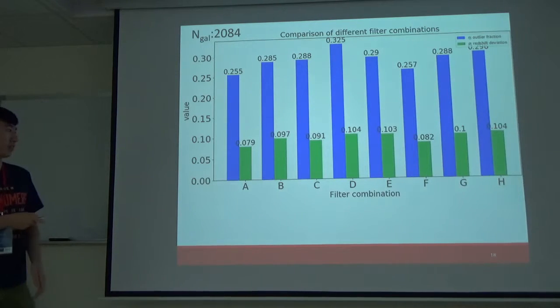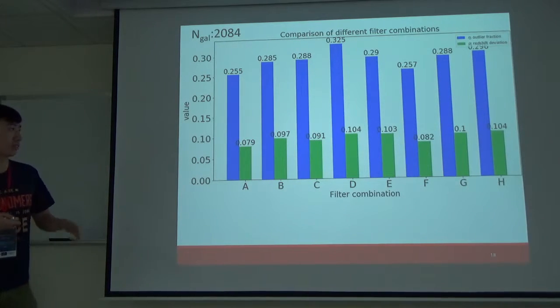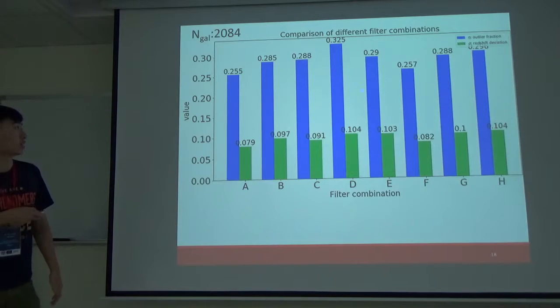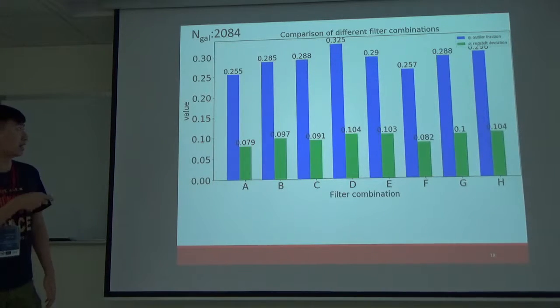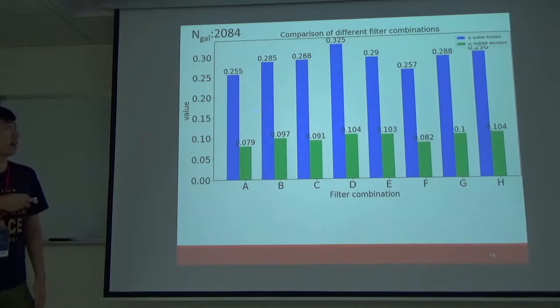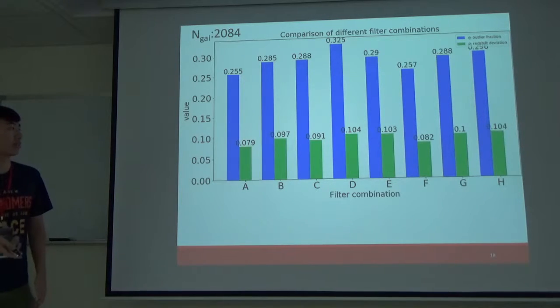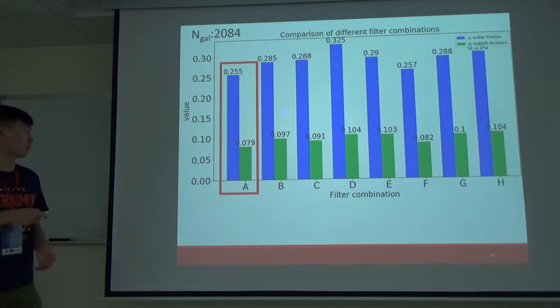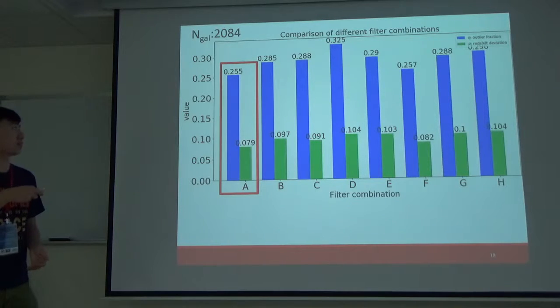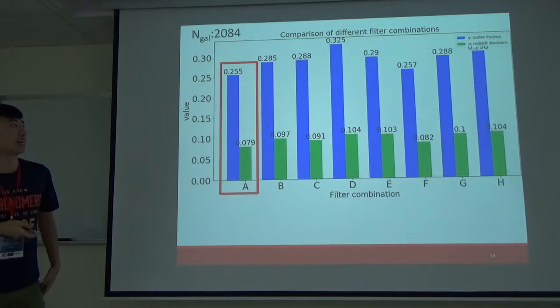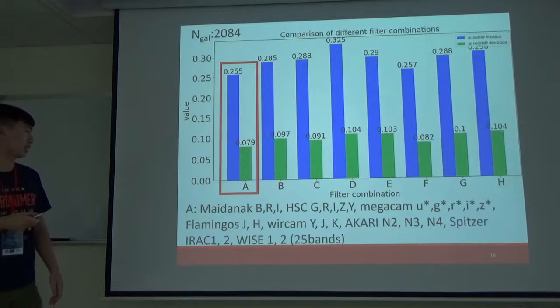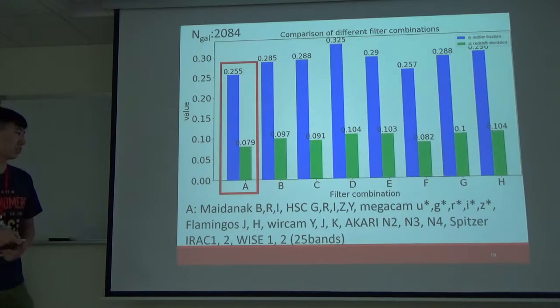Here I show you different parameters, different filter combinations. You can see that the blue bar is the outlier fraction and the green bar is the redshift deviation. We can see that setup A has the best results based on its eta and sigma. And actually setup A is 25 bands, which I just mentioned, from Meta-Knight to Weiss.